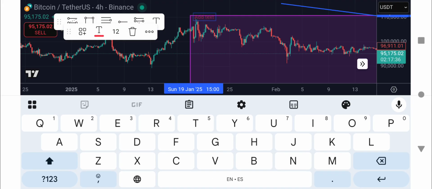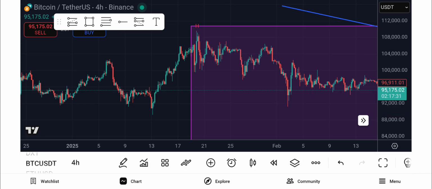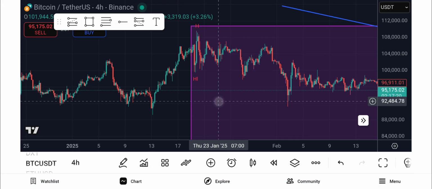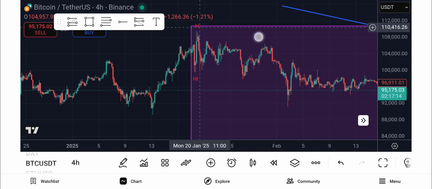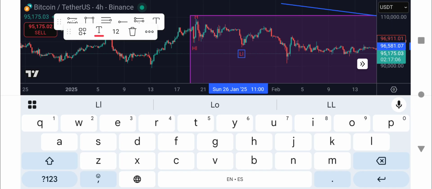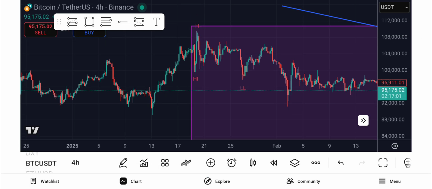So this was the original high. So I'm gonna go ahead and put H for high. All right. This high or low, right? This is the high or low for here. This high or low broke this high, formed this high, then it tanked here. All right, so we would put lower low. Then after this lower low was formed, what did it do here?